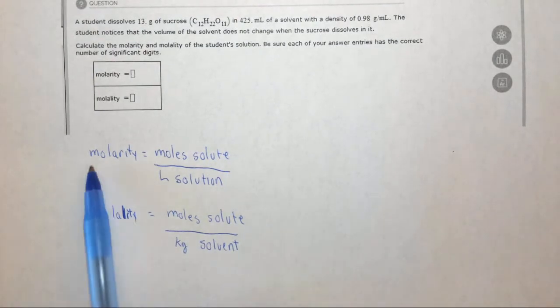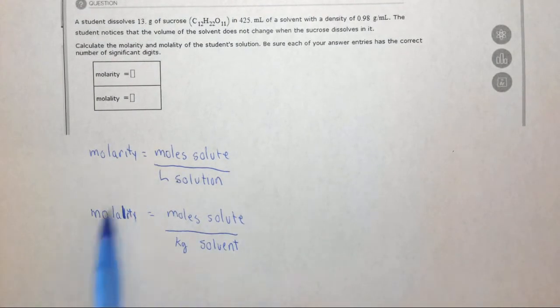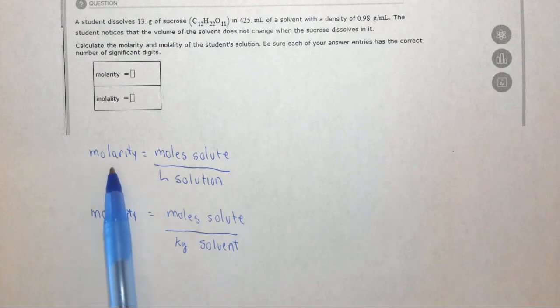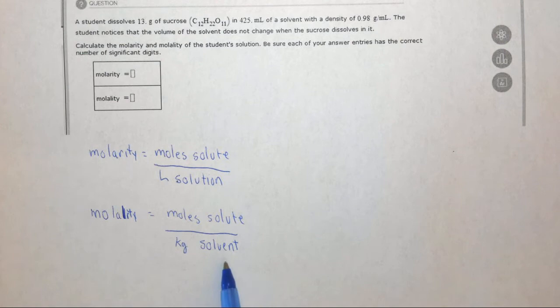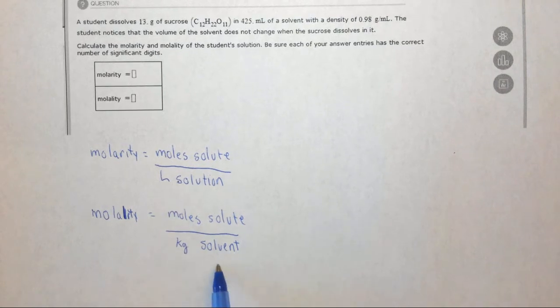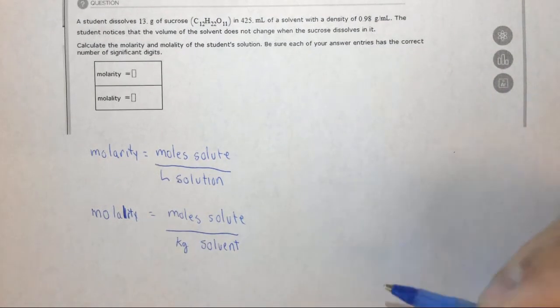So these words are very similar, right? They only differ by one letter essentially, but the units are very different, because if you have kilograms of solvent, kilograms doesn't change, mass doesn't change with temperature. So volume does, mass doesn't. So if you're doing temperature studies, molality is what we use.